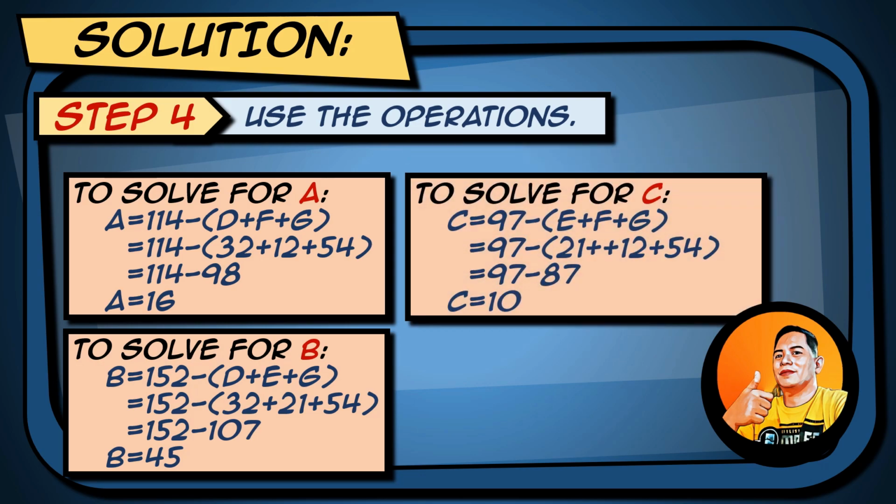And to solve for C, we have C is equal to 97 minus (E plus F plus G). The value of E is 21, the value of F is 12, the value of G is 54. Then 21 plus 12 plus 54 is equal to 87. Then 97 minus 87 is equal to 10. Therefore, the value of C is equal to 10.